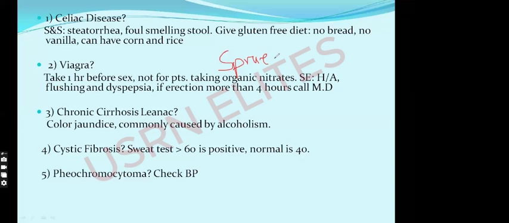And over here on the slide, we have the gluten-free diet. So no bread and no vanilla. The ice cream that we're talking about, sometimes it can be given in that way. But they can take corn and rice.